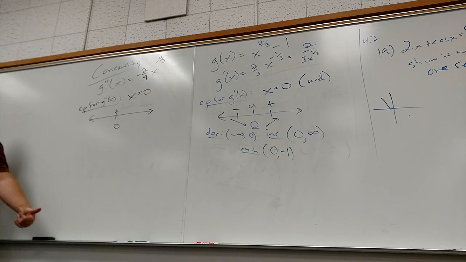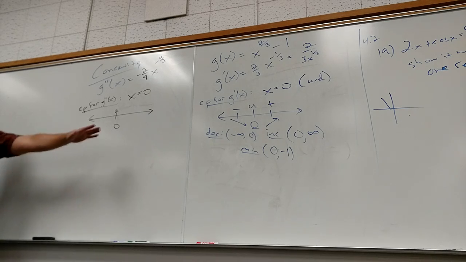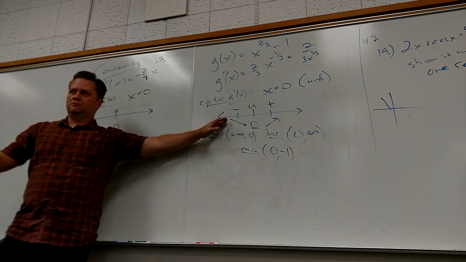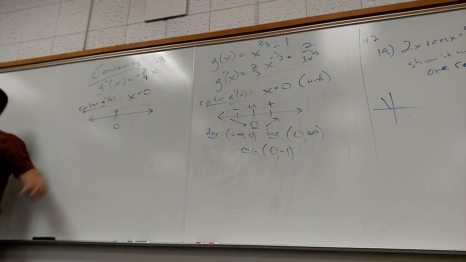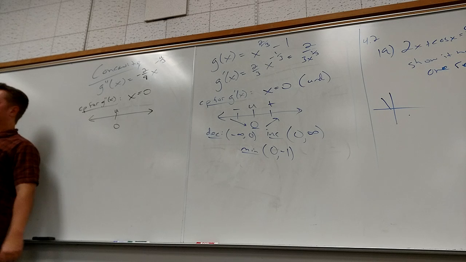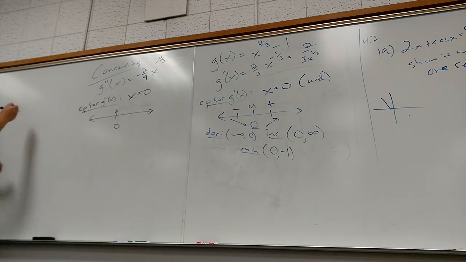This sign diagram, the last one was just, is it going up or down? This one is, how does it look while it's doing that? Is it doing this as it's going up, or is it doing this as it's going up? Do you guys see what I'm saying? So this would be cupped down. That would be f double prime less than 0. But you can also increase like this. Those are two very different increases.